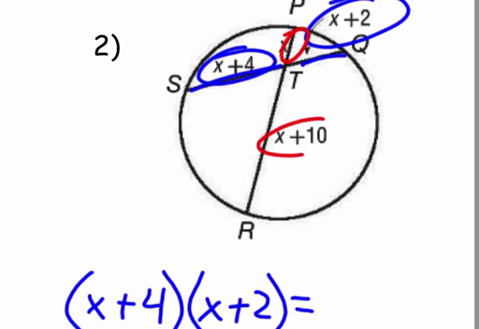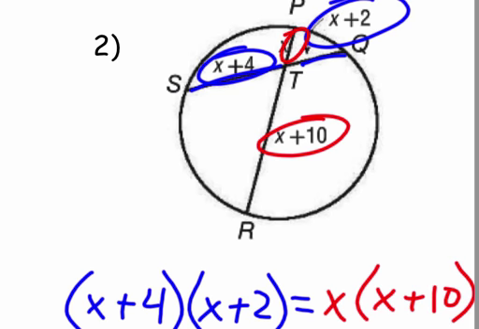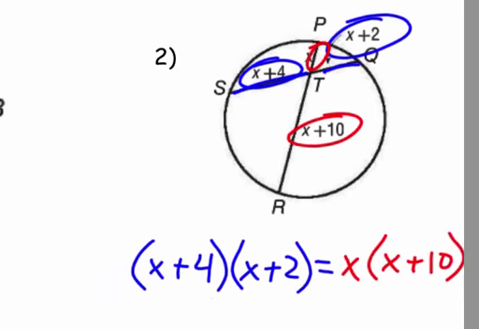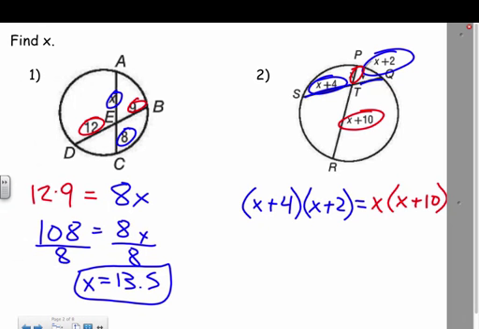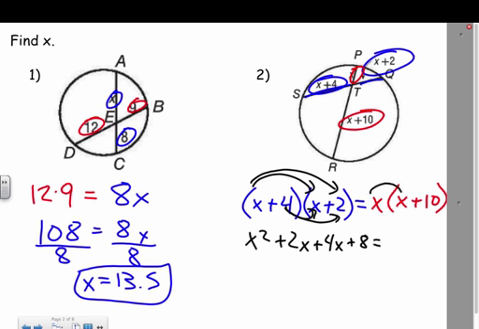I'm going to start with the x times the x plus 10. x times (x + 10). So you need those parentheses, because we have to distribute. And in this first case over here, got to follow the FOIL, so x times x, x squared, x times 2, positive 2x, 4 times x, which is positive 4x, and 4 times 2, which is positive 8. And distribute on the other side, x times x is x squared, and x times 10 is positive 10x.